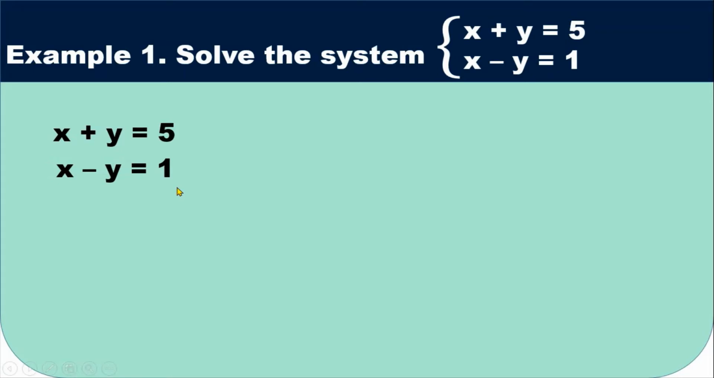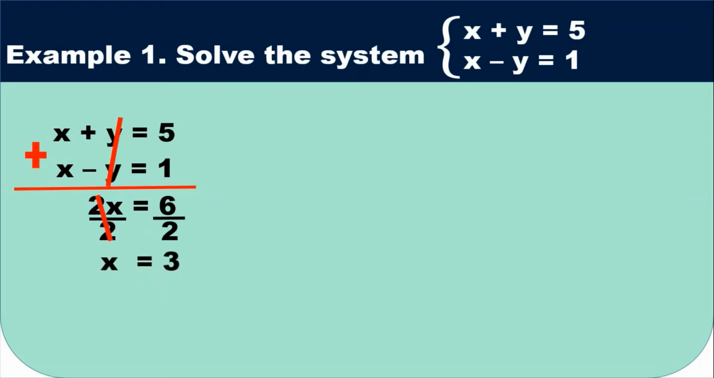Suppose that we want to eliminate y. Then we will add the two equations. Adding them will remove the variable y. x plus x, we have 2x. 5 plus 1 on the right side of the equation, we have 6. This equation, 2x equals 6, will give us the value of x by dividing both sides by 2. Therefore, x is equal to 6 divided by 2, which is 3.